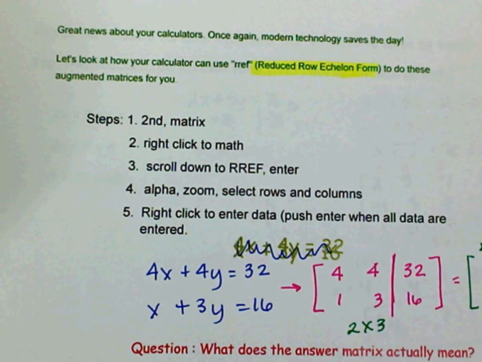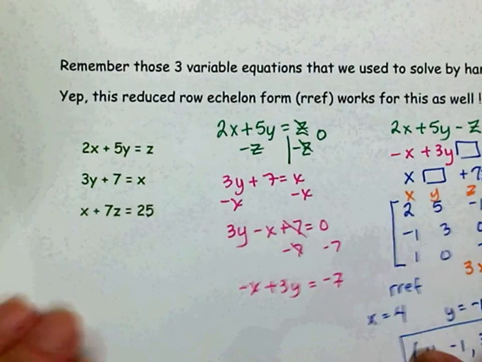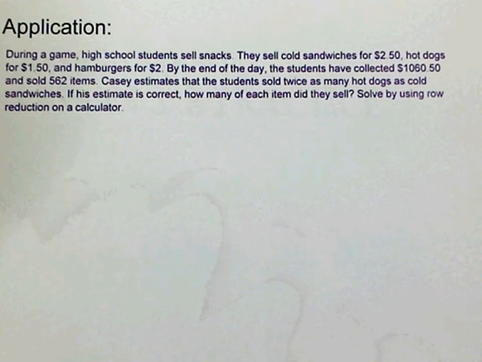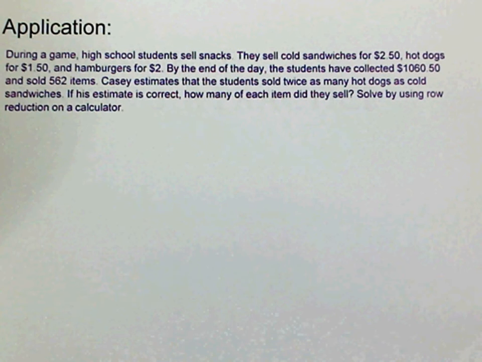Alright, so now let's take a look at word problems. Now, fast forward, we've done all this in part A. So here's your application word problem. Here's your first one. It says, during a game, high school students sell snacks. They sell cold sandwiches for $2.50. They sell hot dogs for $1.50. And they sell hamburgers for $2.